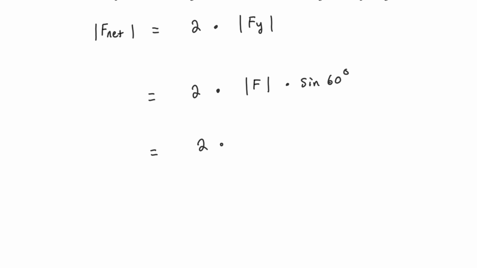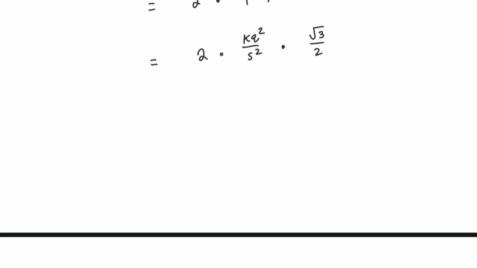So our force is just kqq over s squared, so kq squared over s squared. And then what is sine of 60? Is it 1/2 or root 3 over 2? Well, it's root 3 over 2. That's actually in the table of information; you could have looked that up. So the 2 and the 2 cancel, and we get root 3 kq squared over s squared as our magnitude. And for the direction, it's just directly up.